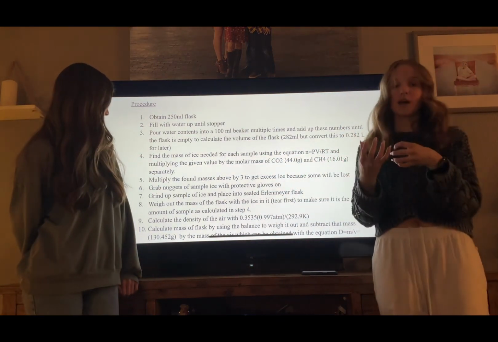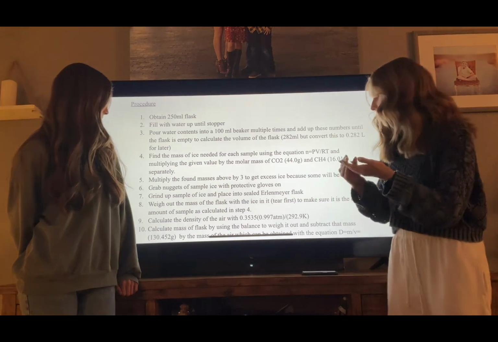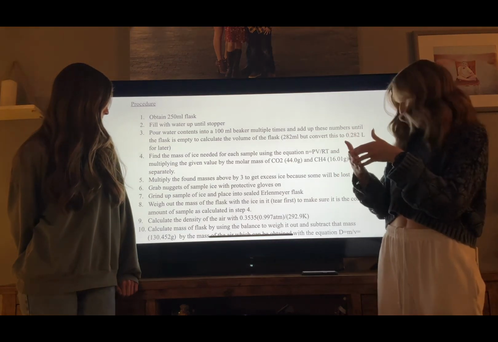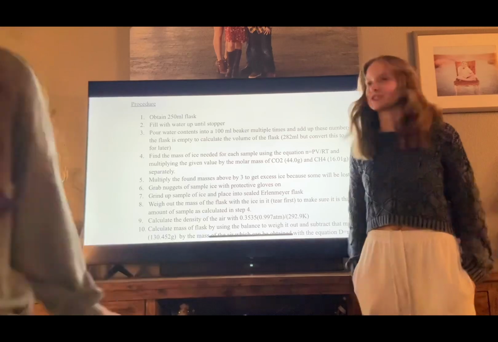Next, you're going to weigh out the sample in the flask and calculate the density of the air in the flask. Okay, let's just cut that and we'll go.